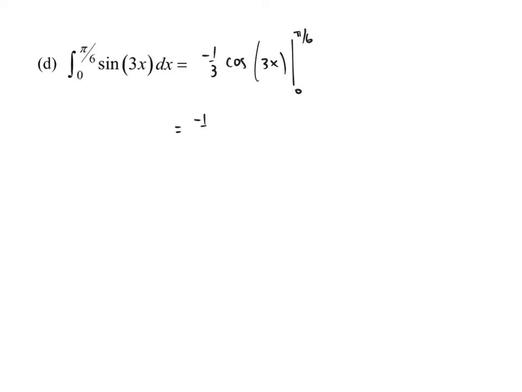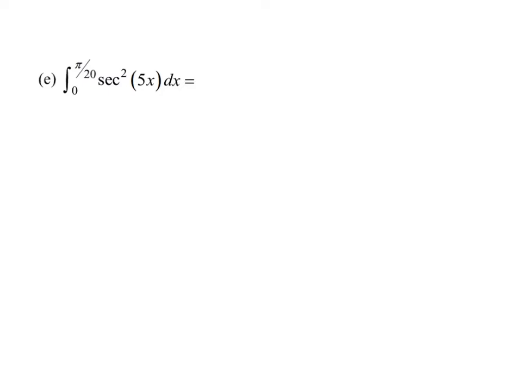Okay, so now continuing to use the fundamental theorem of calculus, I'm going to have negative 1/3 cosine. If I plug in my upper bound, pi over 6, that's going to be 3 pi over 6, or pi over 2. And then minus negative 1/3, so that becomes positive 1/3 cosine of 0. Since cosine of pi over 2 is 0, this term will go away. Cosine of 0 is 1, and therefore our final answer here will just be 1/3.